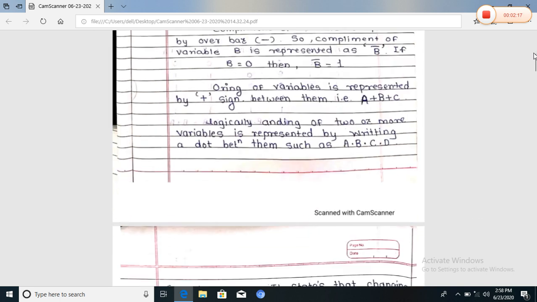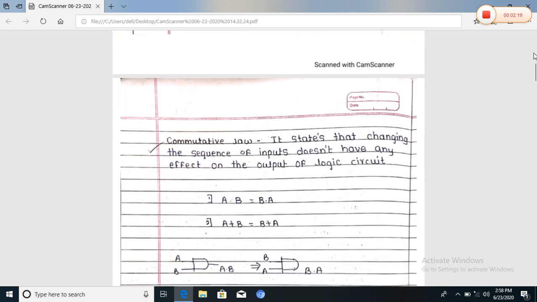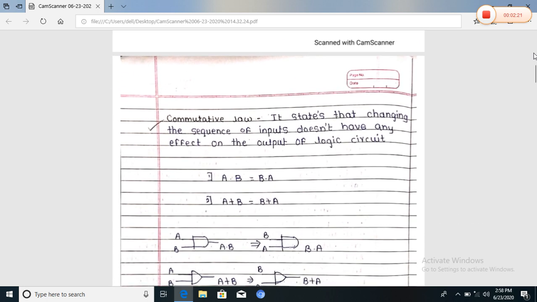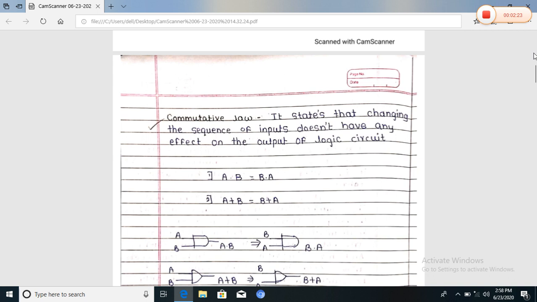Next, there are the different Boolean laws. The first is the commutative law, the second is the associative law, the third is the distributive law, the fourth is the AND law, the fifth is the OR law, and the sixth is the inversion law. These are all the Boolean laws we use to solve Boolean expressions.